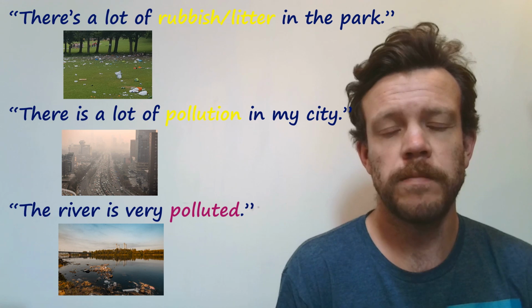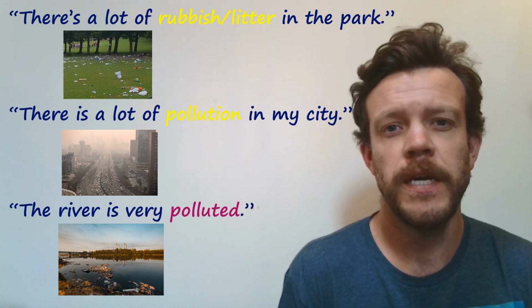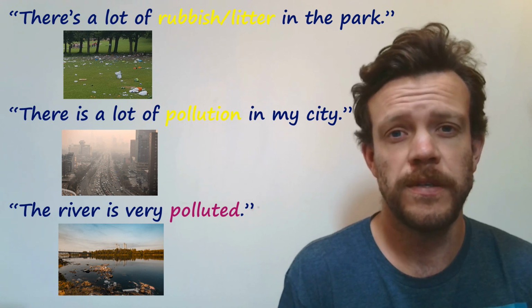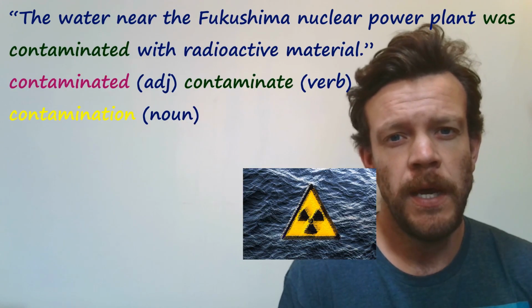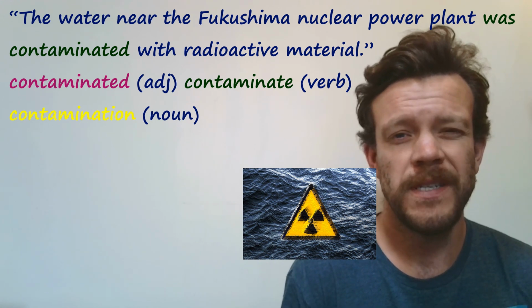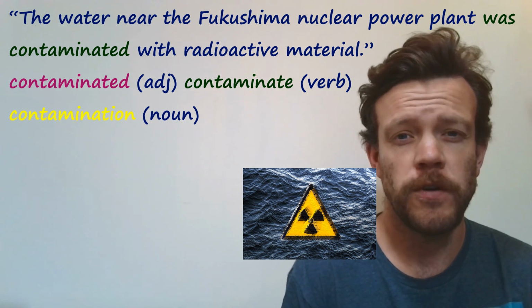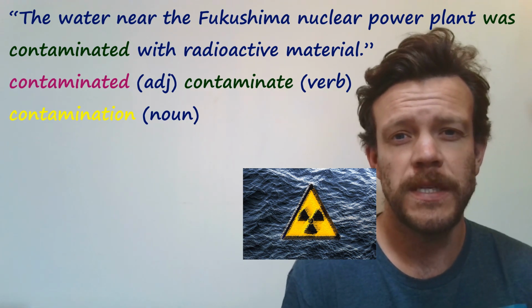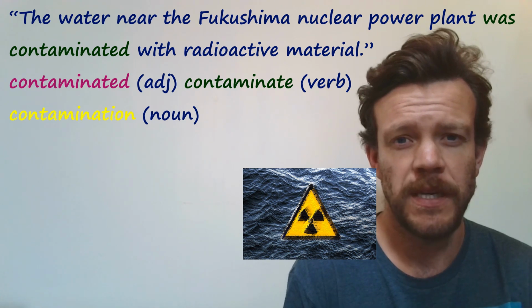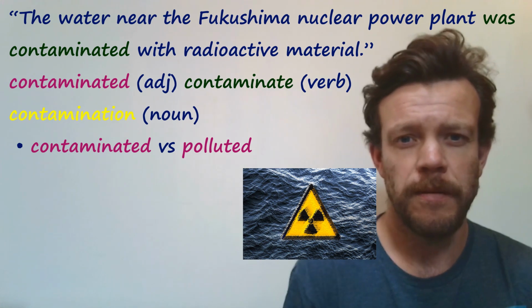So those are the words and word families you're going to need to talk about everyday, normal situations in your city, for example. Let's now look at contaminated. A good example of this is, sadly, a few years ago, the water around the Fukushima nuclear plant was contaminated with radioactive material. Let's compare contaminated and polluted then.